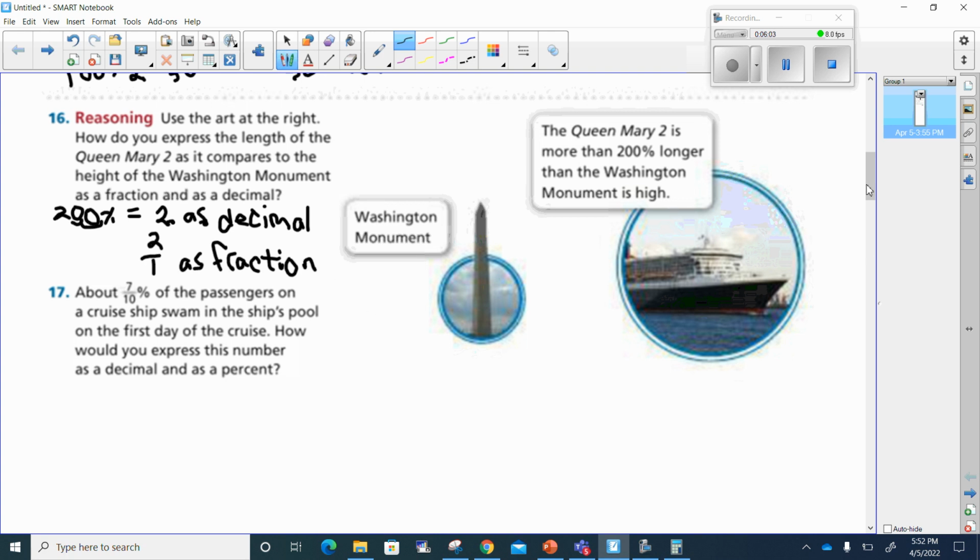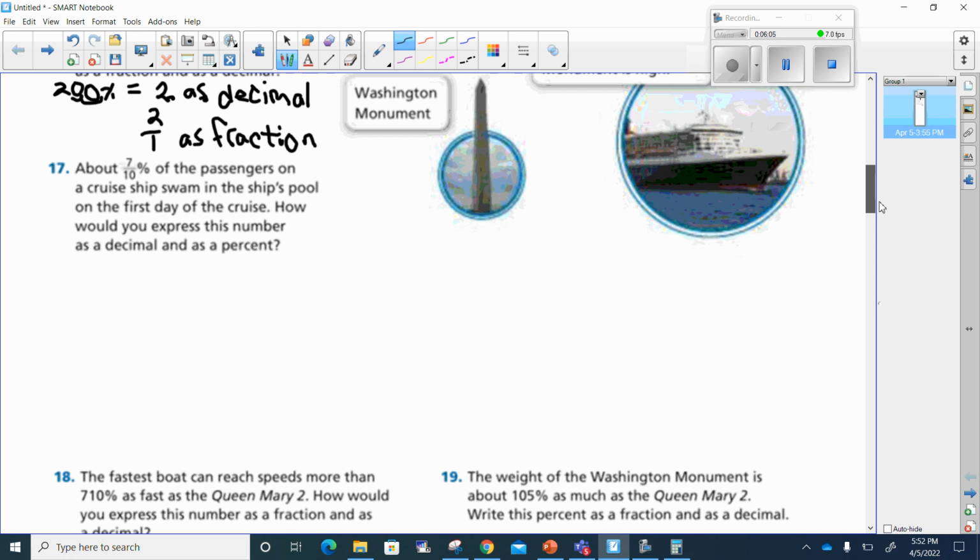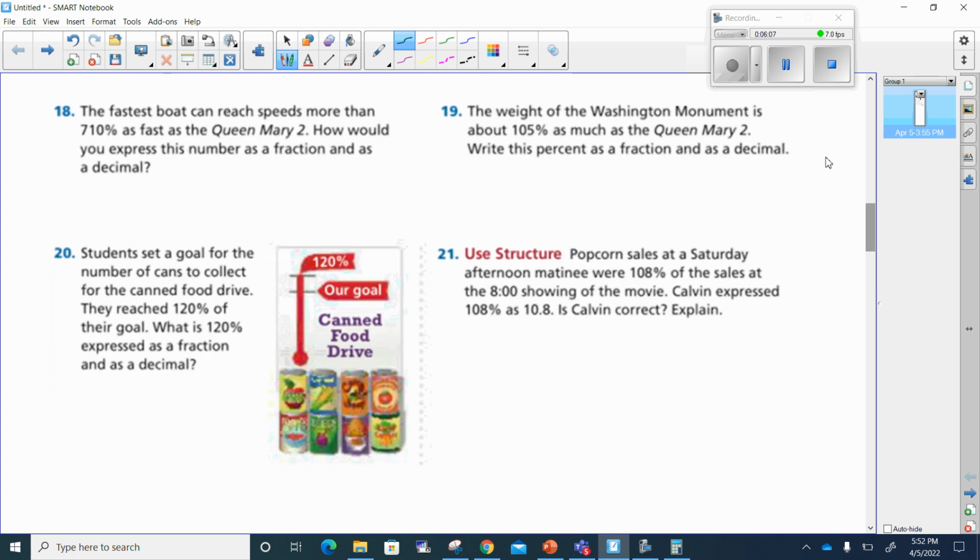All right, I believe number 18 is going to be mine. And number 18 says that the fastest boat can reach speeds more than 710% as fast as the Queen Mary. So our percent is 710%. We can turn that to a decimal by moving our decimal over 2 spots. So we're going to have 7.1 as our decimal.